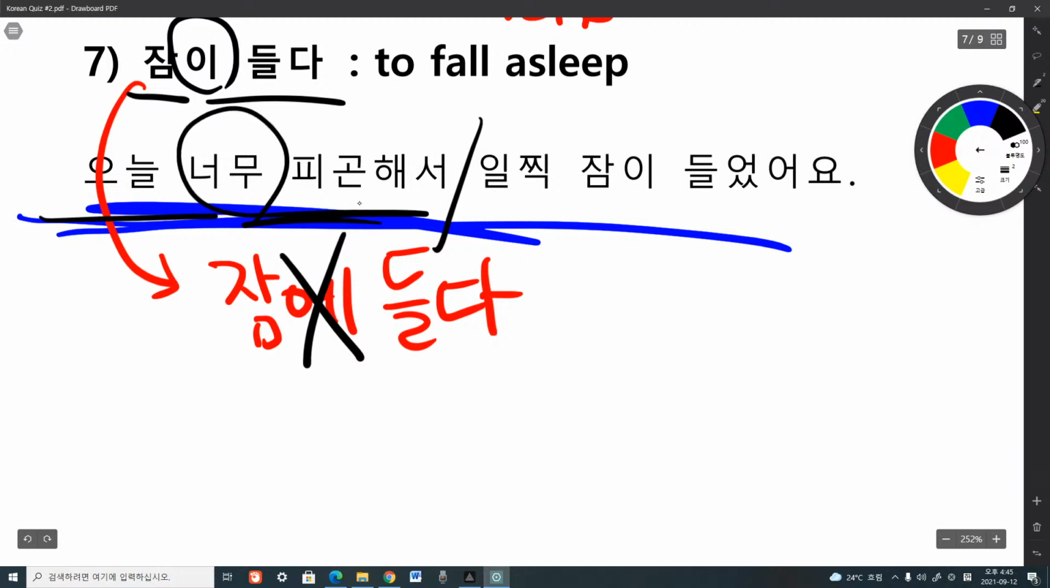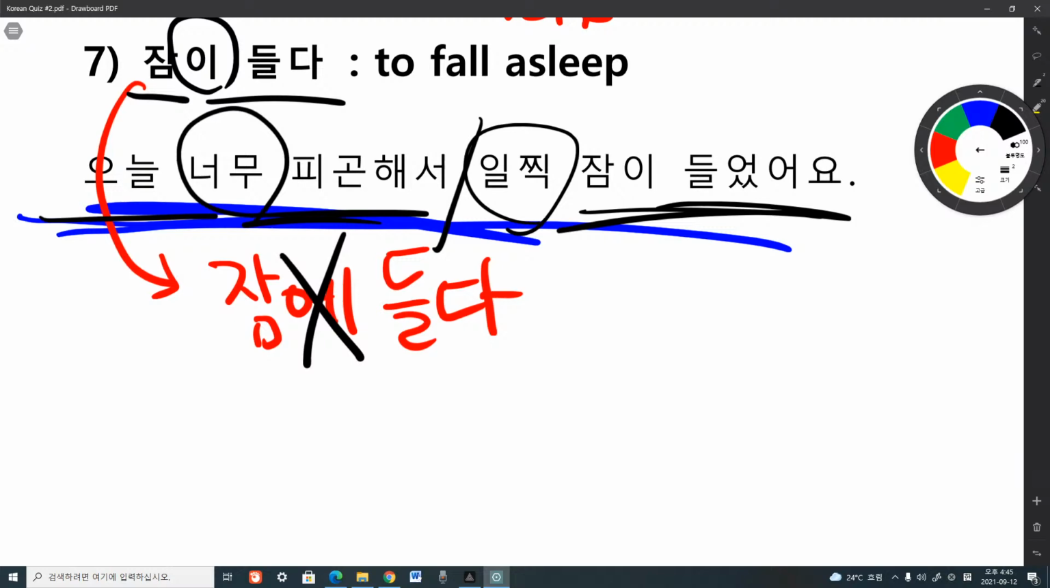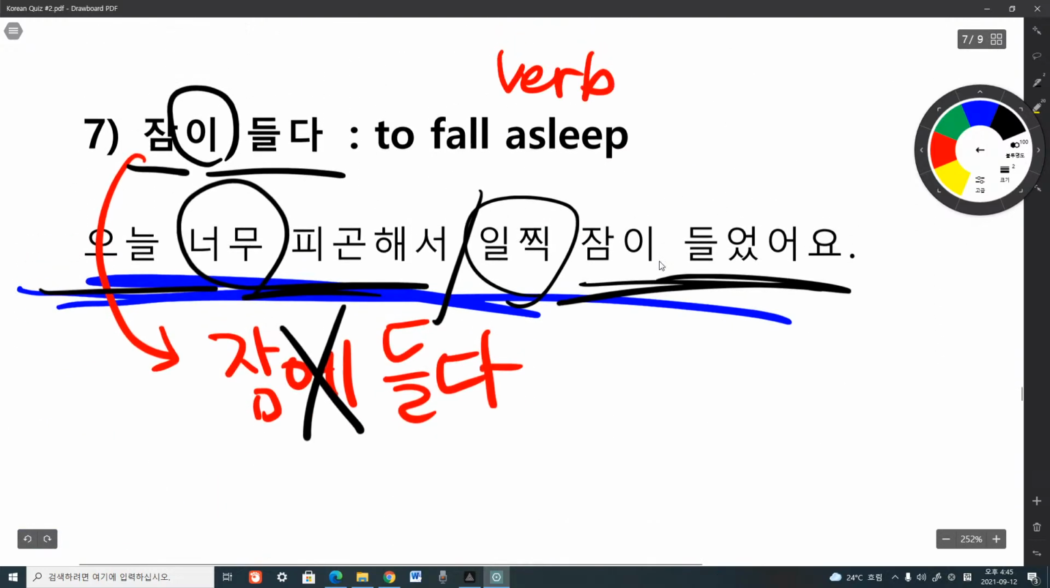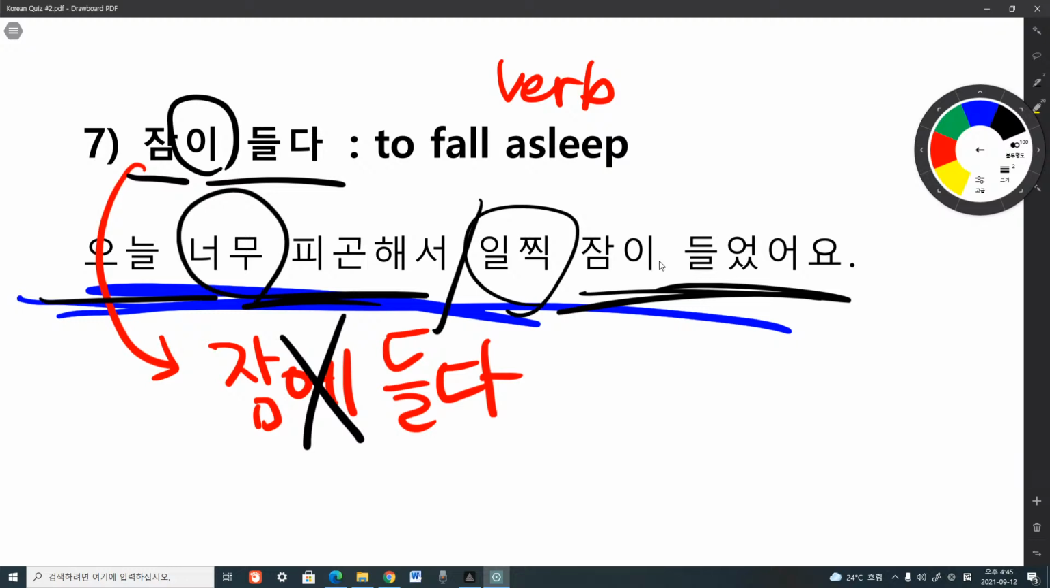그래서 오늘 너무 피곤해서 today, like I'm too sleepy. 오늘 너무 피곤해서 I'm too tired. So 일찍 early 잠이 들었어요. I fell asleep early. 그런 뜻이에요. 오늘 너무 피곤해서 일찍 잠이 들었어요. 여러분 저도 오늘 아마 일찍 잠이 들 것 같아요. 저도 오늘 일찍 잠이 들 것 같아요. I wrote it in the chat section. I think I will also fall asleep early today.